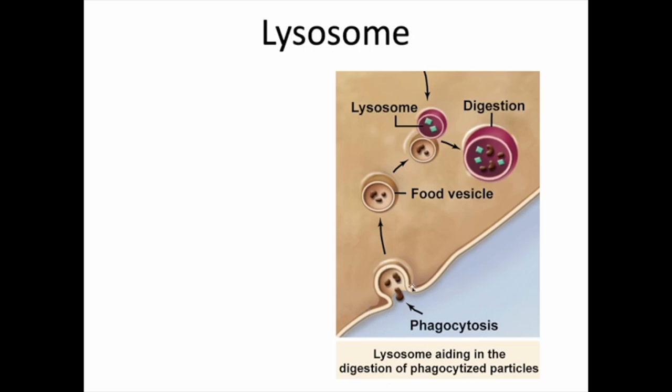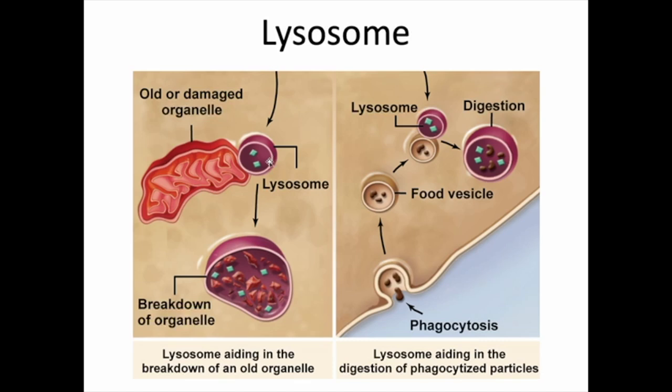Here's a cell taking up some big food particles, sending them to the lysosome. The proteins within that food are going to be denatured and broken down into smaller pieces. But that's not actually the only thing the lysosome is capable of doing. The lysosome is also capable of dealing with old or damaged organelles. Here's a familiar looking, although kind of screwed up, mitochondrion. Something's wrong with this thing. You send it to the lysosome, it's going to break that entire thing down.